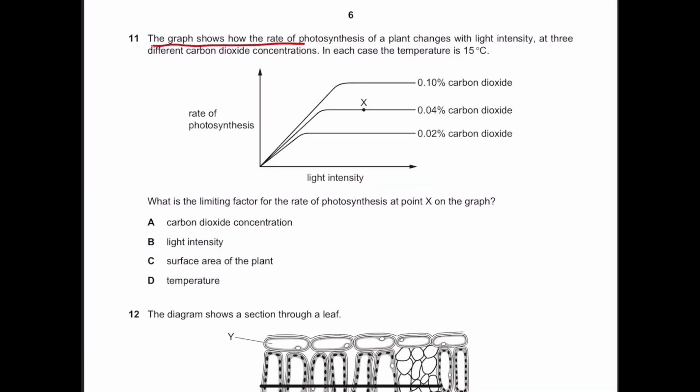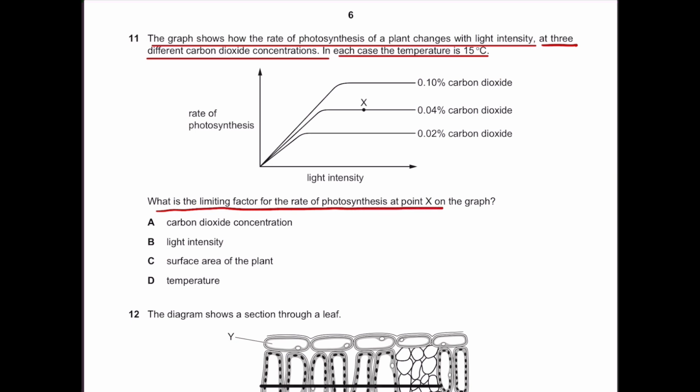The graph shows how the rate of photosynthesis of a plant changes with light intensity at 3 different carbon dioxide concentrations. In each case, the temperature is 15 degrees Celsius. So the temperature is the same in the 3 different carbon dioxide concentrations, or 3 samples. What is the limiting factor for the rate of photosynthesis at point X on the graph? It's asking for the limiting factor.